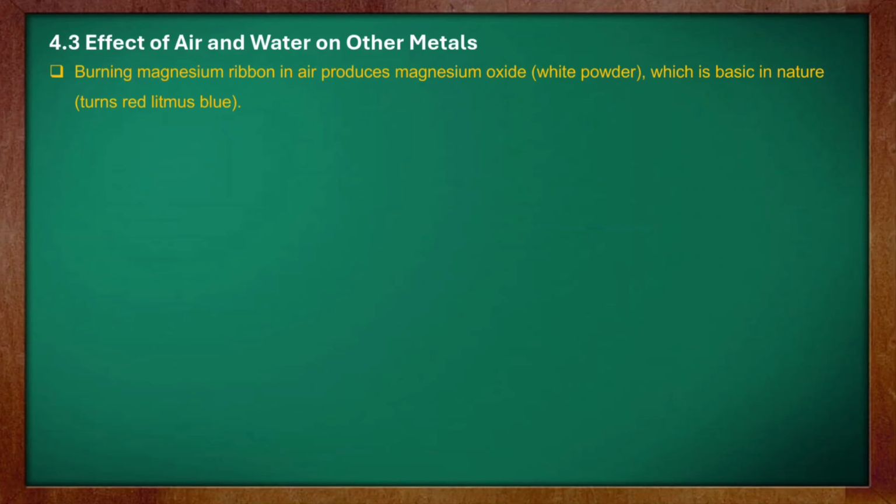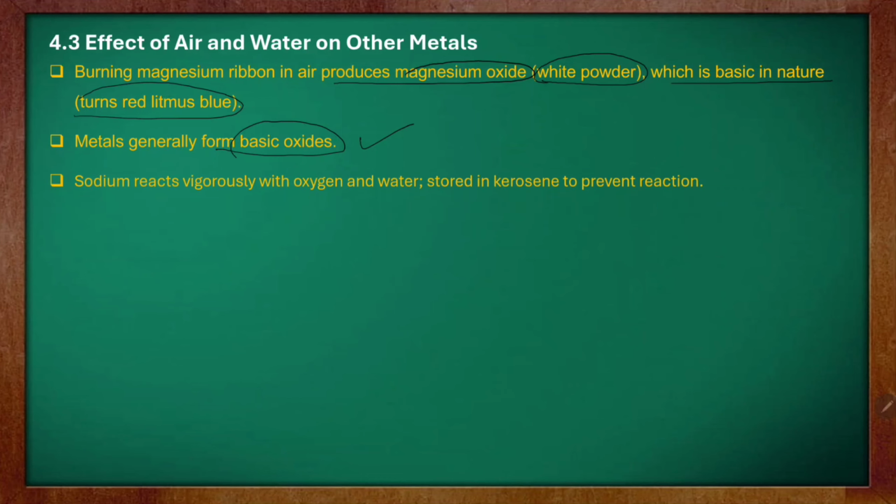We have done one experiment, that was burning of a magnesium ribbon. In air it produced magnesium oxide, and after burning it, some white powder was collected in the watch glass, which is basic in nature when we test it with red litmus paper and blue litmus paper. Usually metals are basic in nature and non-metals are acidic in nature. So metals generally form basic oxides. That means their nature is always basic. And when we are burning this magnesium ribbon, what we have observed is that the flame is white in color, yes or no?